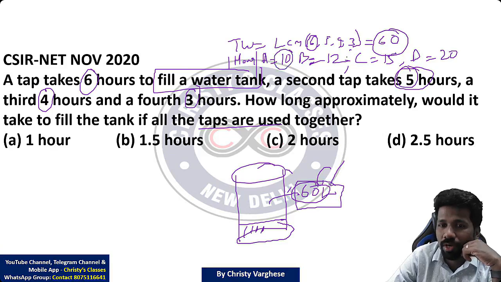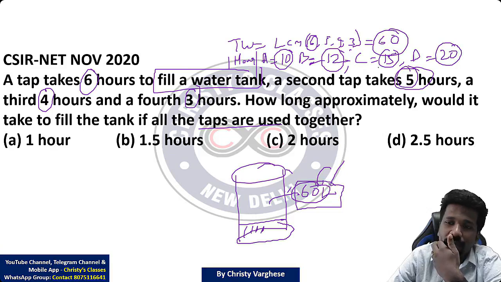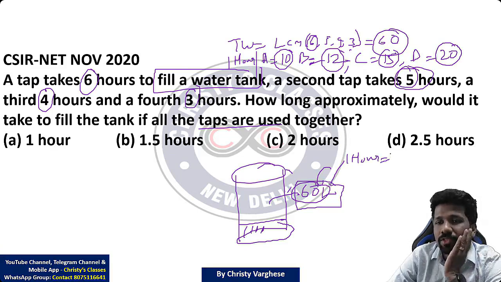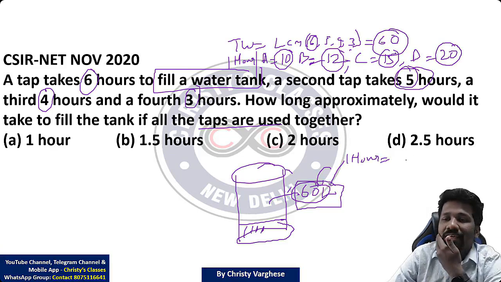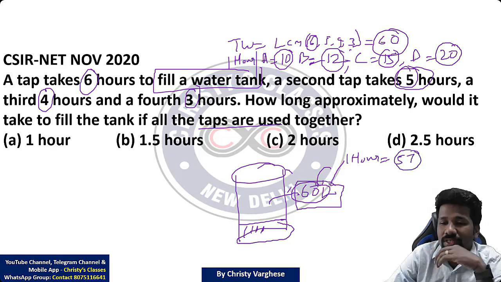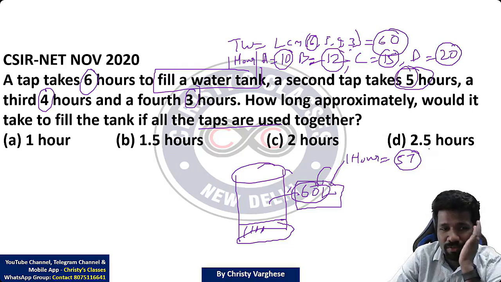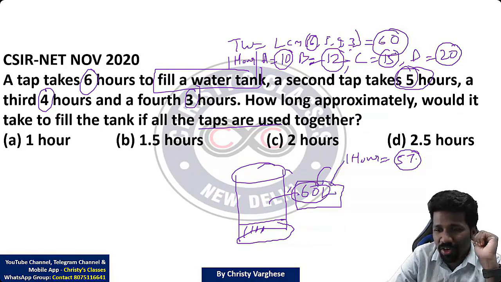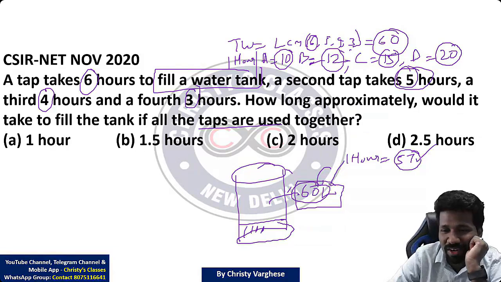Now, if all of them work together, 10 plus 12 plus 15 plus 20 work they will do in 1 hour. All of them together will be doing this much work, that is 57 work. Is this clear? 57 work. Out of 60 chocolates, 57 chocolates they will eat. Okay, now you have to be careful here. 57 chocolates per hour.